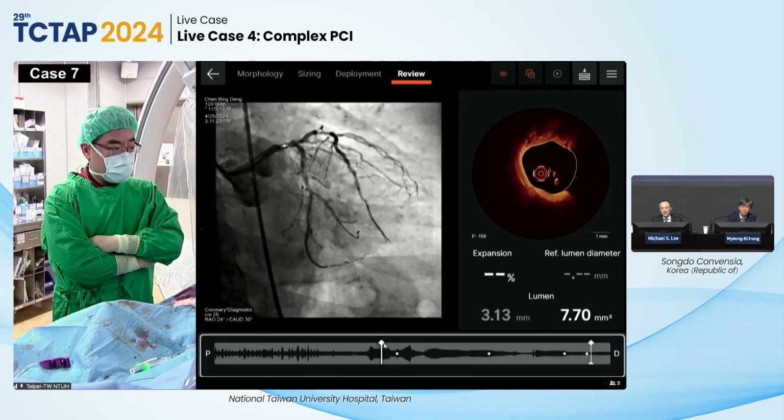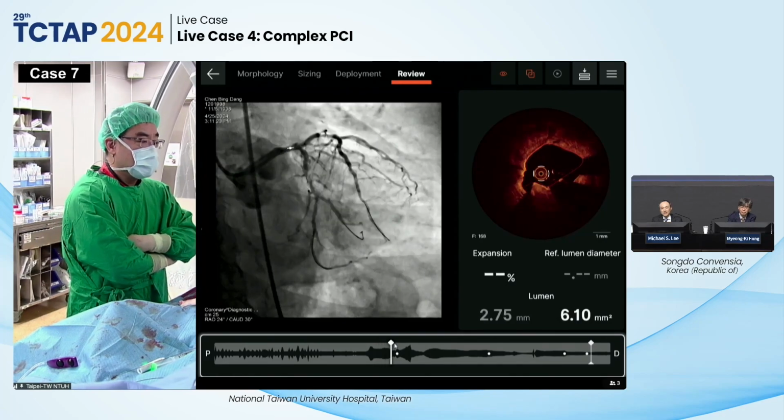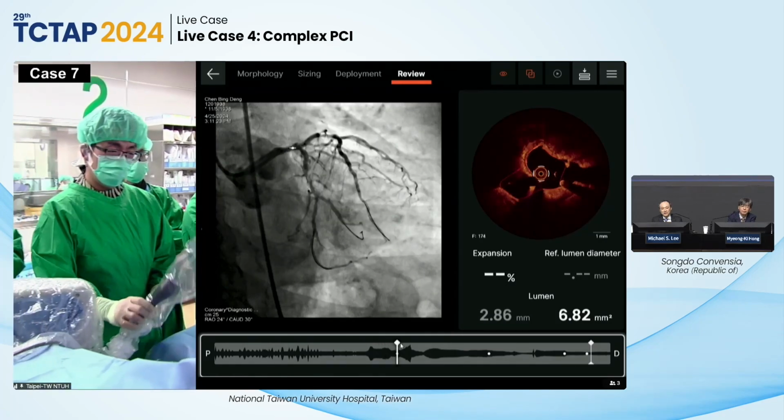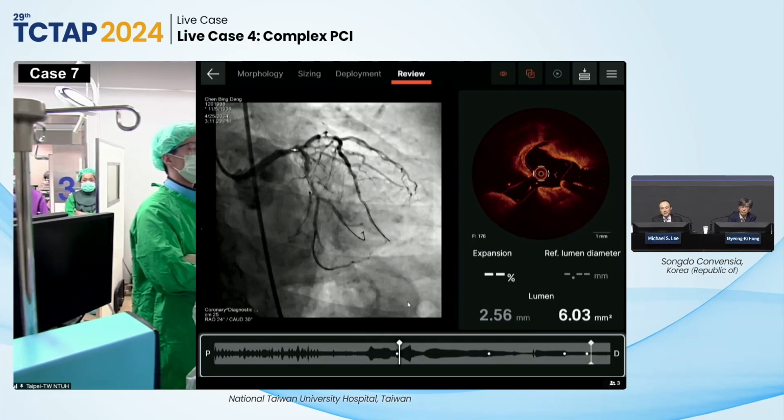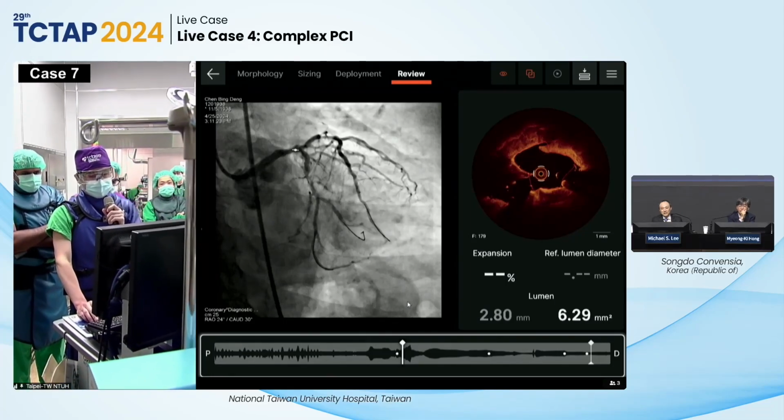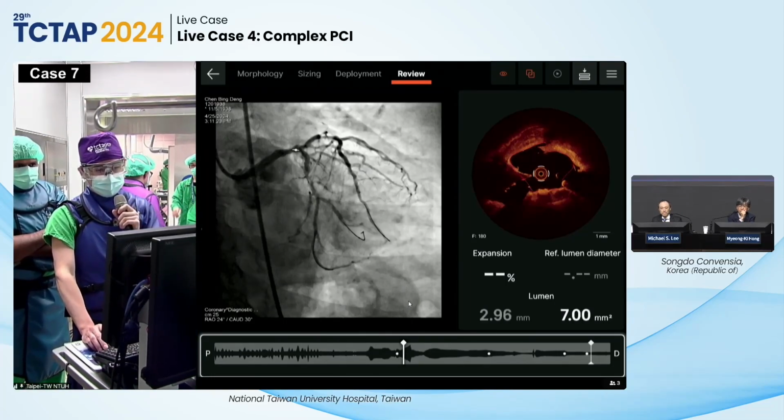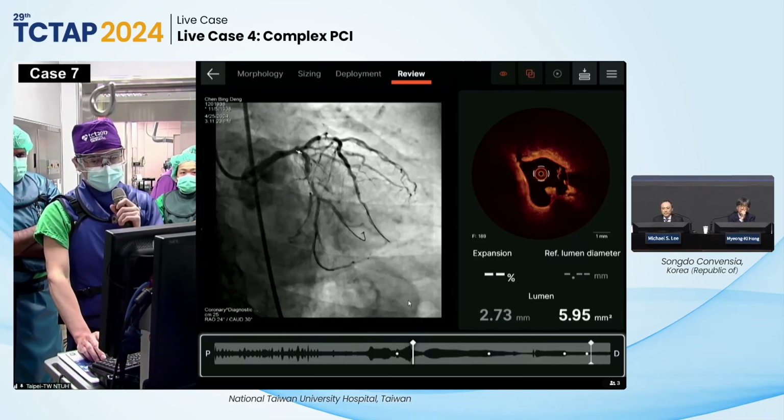Okay, let's see. This is the left main. We are approaching the distal bifurcation here. And then this is the circumflex ostium here.